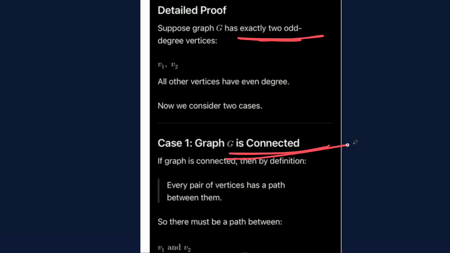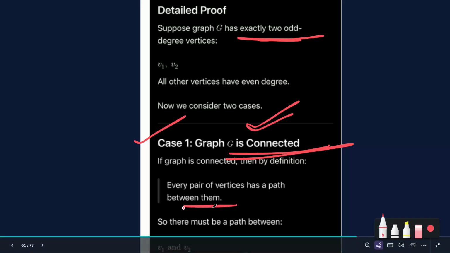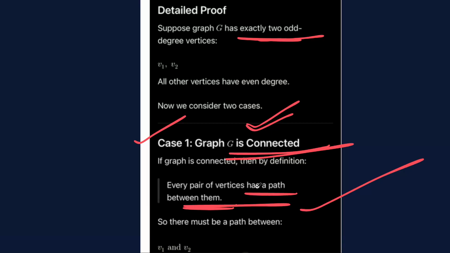The graph has two conditions. There are two cases we have to consider. The first case is that the graph is connected. If the graph is connected, there should be at least one path between every pair of vertices. That is the definition of a connected graph. So if every pair of vertices has a path between them, then v1 and v2 would have a path between them.